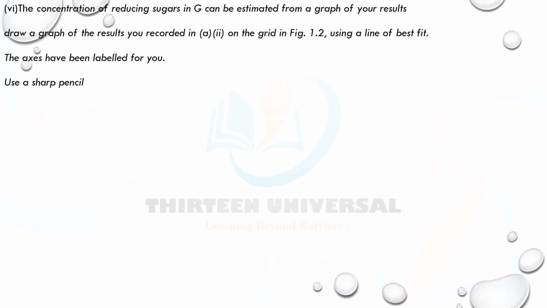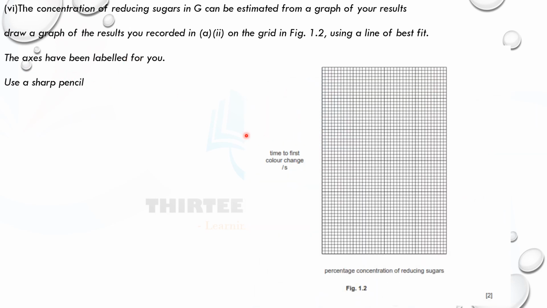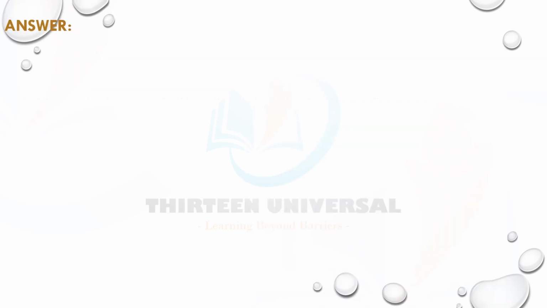So go on. The concentration of reducing sugar in G can be estimated using a graph. Like I told you, use a standard curve. Draw a graph of the results you recorded on the grid using a line of best fit. The axes have been labeled for you. Use a sharp pencil and a scale, 2 units for 2 cm, or choose based on your result. Very important.